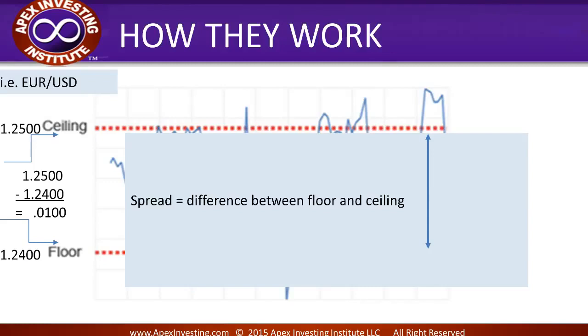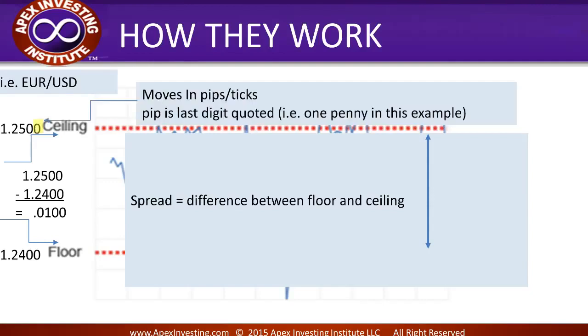So don't let yourself get caught up in where decimals are, okay? 2,400, 2,500, or 12,400, 12,500. Doesn't really matter where that decimal is. The last integer is the tick, okay? So it moves in pips or ticks. That's the last digit quoted. I don't know why this says 1 penny. Might want to correct that, John.